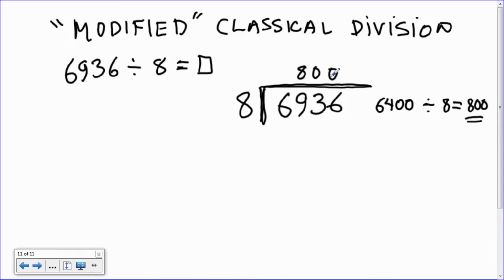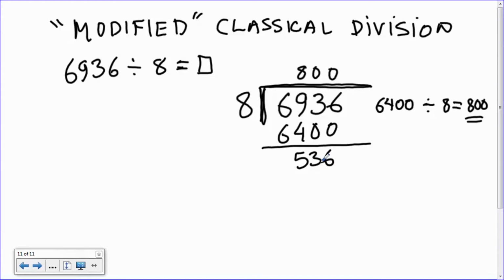So I have to multiply 800 times 8, and 8 times 8 is 64. So it's 8 times 100, so it's 6,400. And what that means is I've distributed 800 of these 6,936 objects into 8 groups each, and it gets rid of 6,400 of the objects in the dividend set. And I'm left with 536.